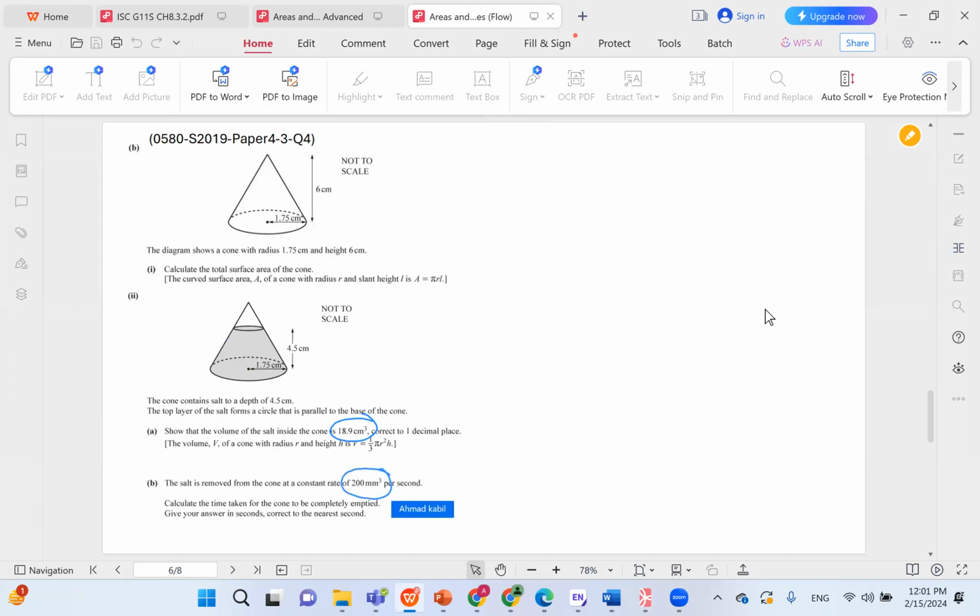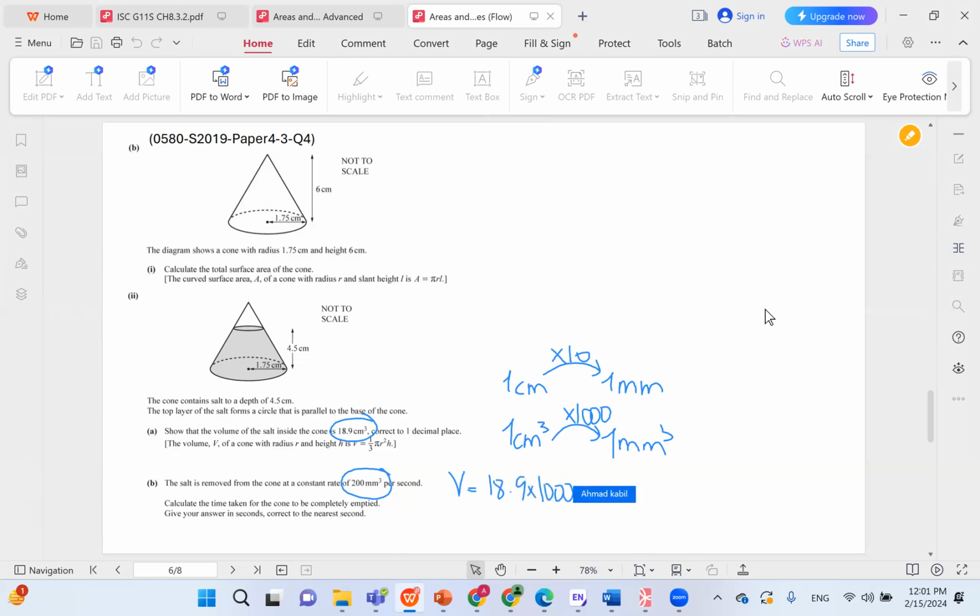Of course, you have to convert one of the units to the other. So 1 centimeter and 1 millimeter. You should know that to go from this to that, you just multiply by 10. So from 1 centimeter cubed to 1 millimeter cubed, you're going to multiply by 1,000. So therefore, the volume is equal to 18.9 times 1,000. And this gives us 18,900 millimeters cubed.